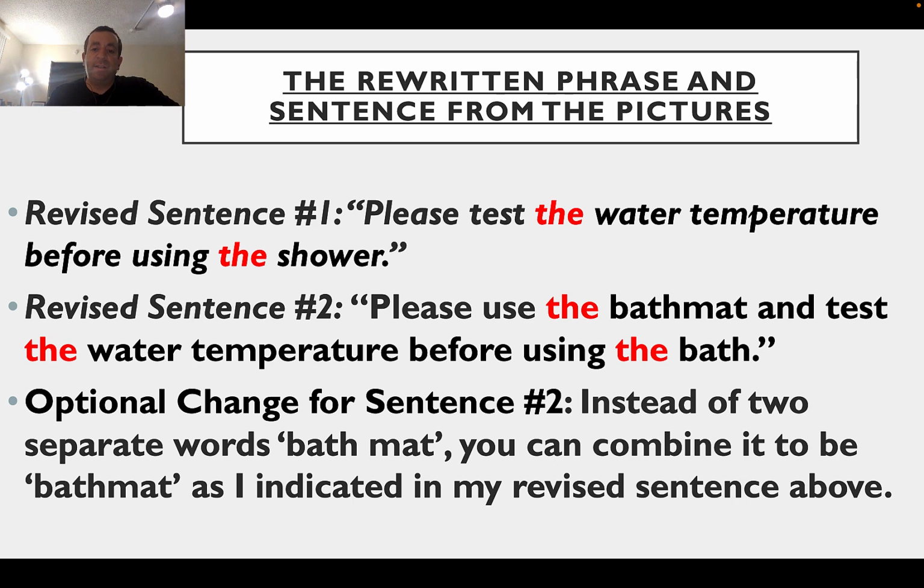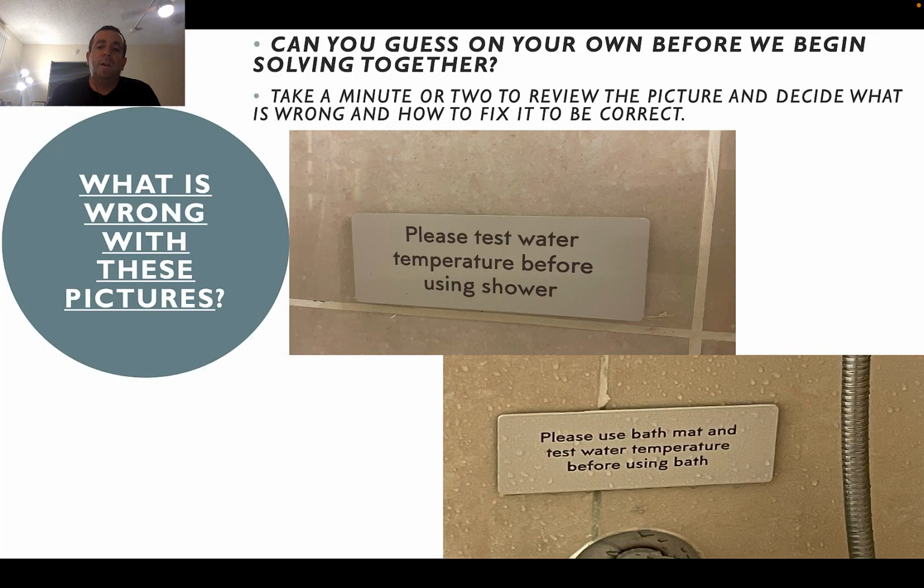And the second sentence is, please use the bath mat. And bath mat is actually one word. It's not really a big error, but technically it's one word, bathmat. And test the water temperature before using the bath. So please use the bath mat. You can combine bath and mat together if you want. And test the water temperature before using the bath. So there are three "the"s there. Now, it's technically correct without "the," but it's not 100%.